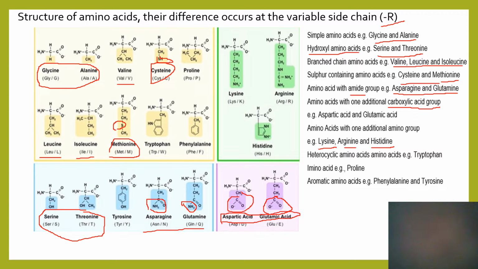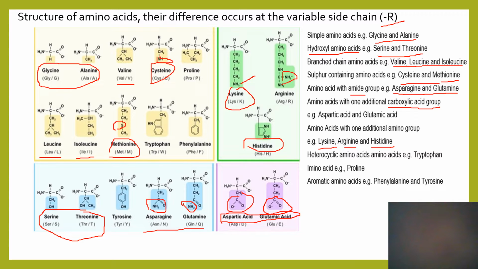Lysine here. This is lysine. It contains one additional NH3+, that is an amino group. Arginine also contains one additional amino group. Still, histidine also contains one additional amino group. Therefore, these amino acids are basic in nature.